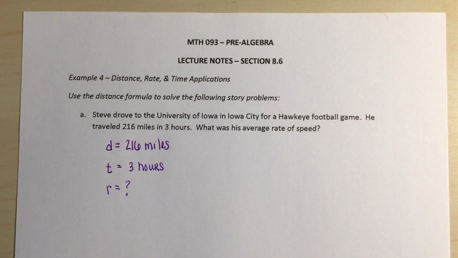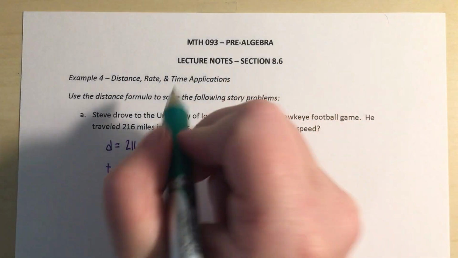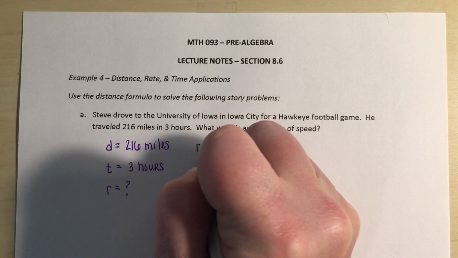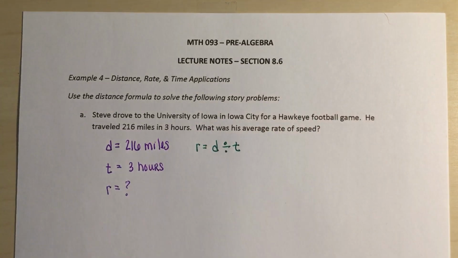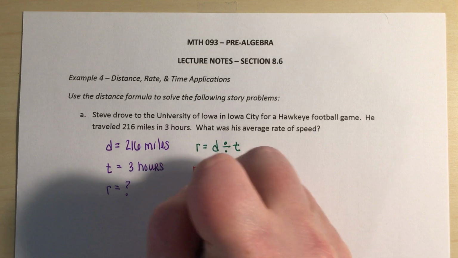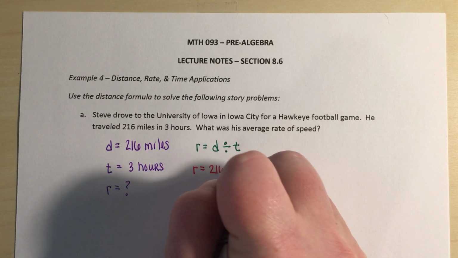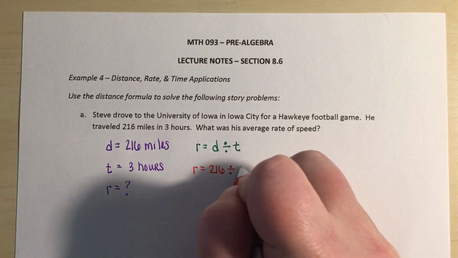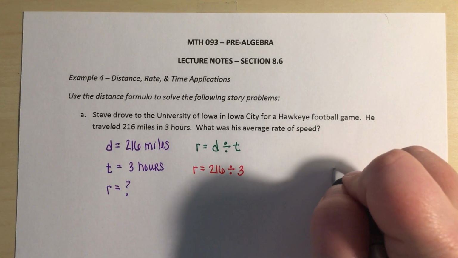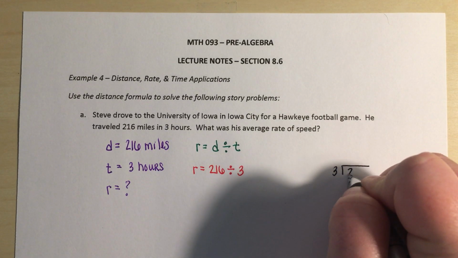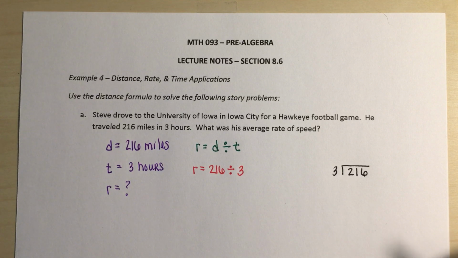Right, so we're missing our R. Right, we're looking for rate. That tells us we want to divide. So rate is going to be distance divided by time. Right, so our rate is going to be 216 divided by 3. All right, so using the edge over here for some scratch paper, our 3 is going to go out front. Our 216 is going to go inside.